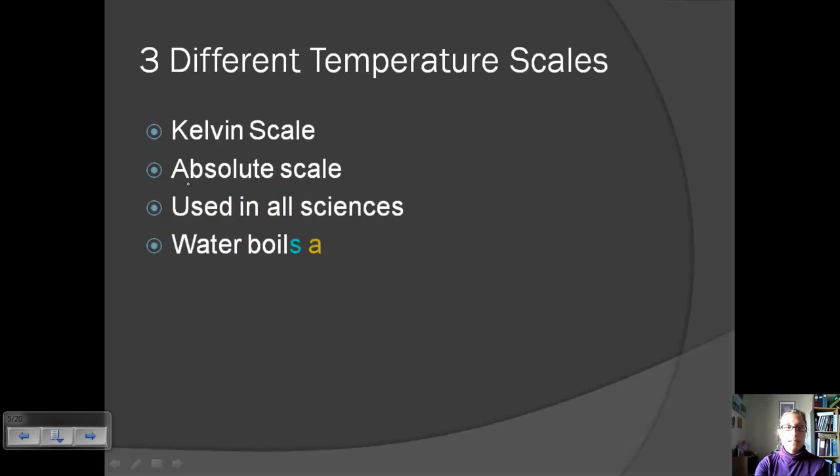Kelvin is used in all sciences, and in the Kelvin scale, water boils at 373 Kelvin and freezes at 273 Kelvin. The other thing that you should notice is that there's no degree symbol on Kelvin, but there is a degree symbol for Celsius and Fahrenheit.